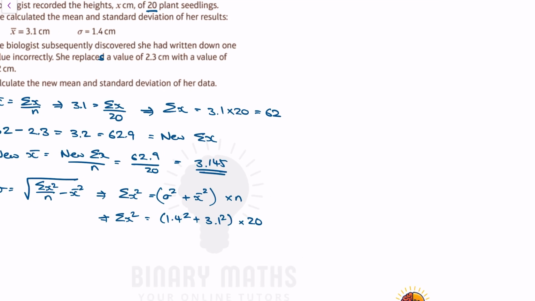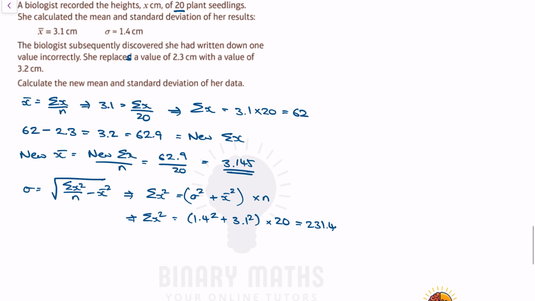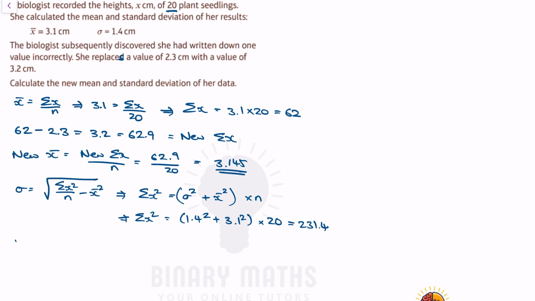Okay, now when we put this into our calculator, we get 231.4. So that's the original sum of x squared. But we need the new sum of x squared. So the new sum of x squared will be equal to 231.4, take away 2.3 squared. Just realized I didn't add there. Add 3.2 squared, which gives us a value of 236.35.